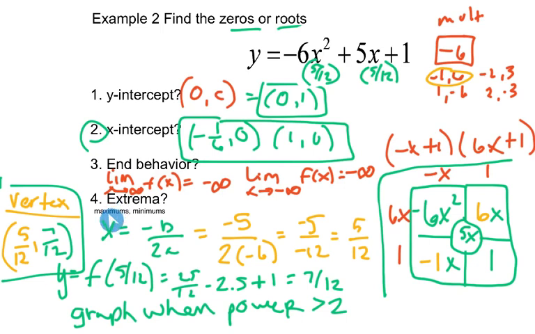And then your extrema, your maximums or minimums, you're going to have to find it on a graph when the power is more than 2, but otherwise your vertex is technically at negative b over 2a, and then that result you plug in order to get your y value.